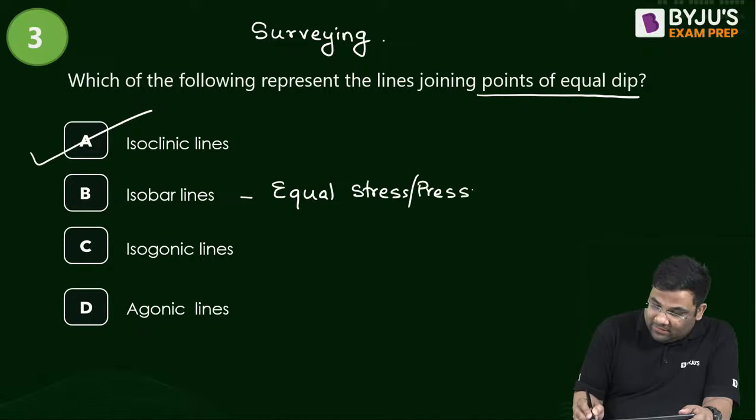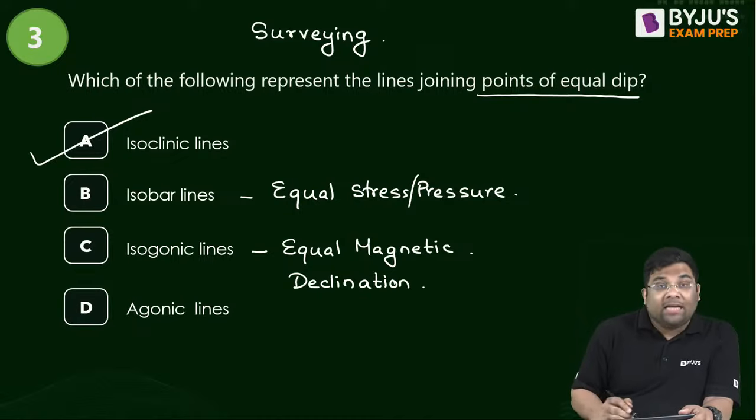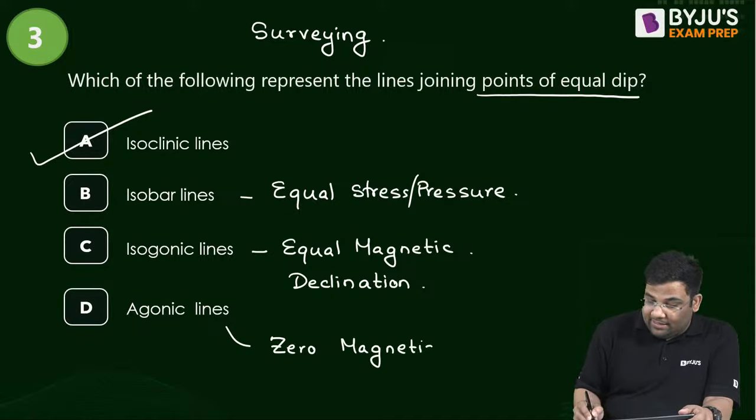Okay, many have answered C. Isogonic is equal magnetic declination, right? And then, what is agonic? Agonic is the lines joining zero magnetic declination. Okay? Understood? So, this is the right answer.